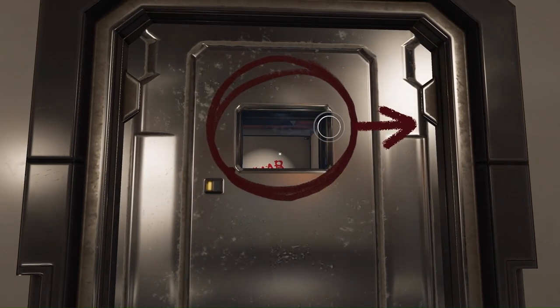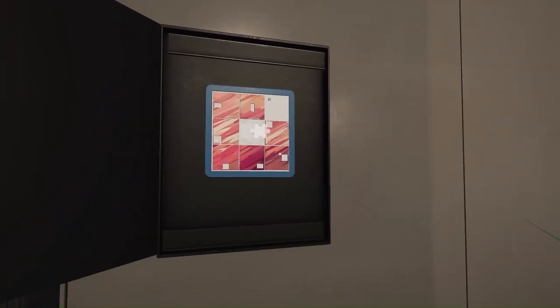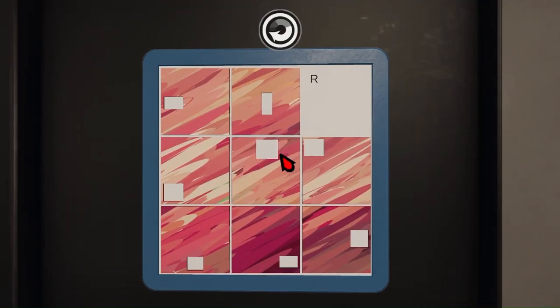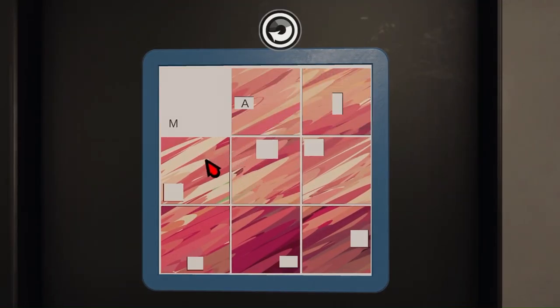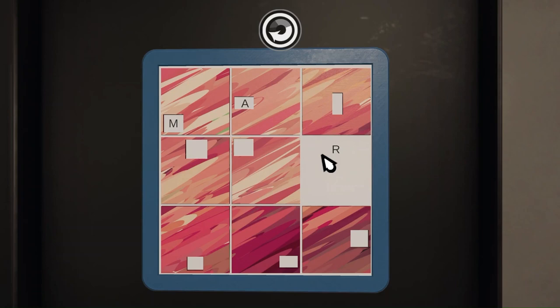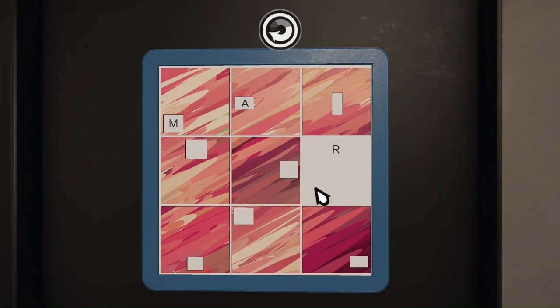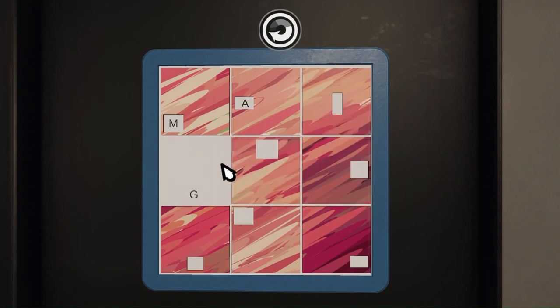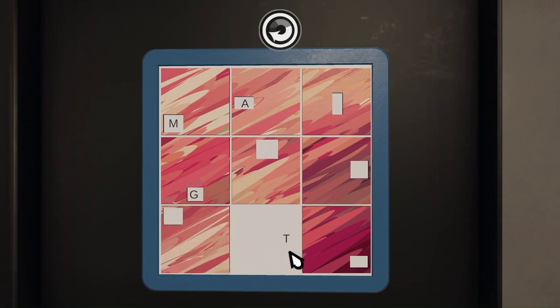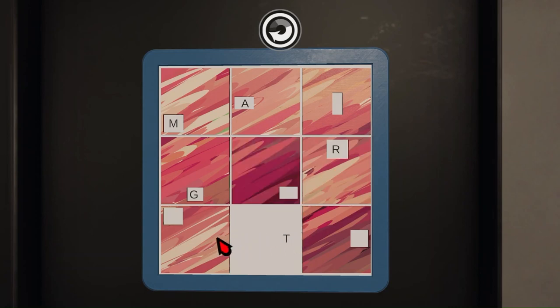Oh, so I have to spell Margaret from that way. Okay. So we need M. So that one needs to be M. That's A. And we need... That one's Margaret. That one needs to be there. That one needs to be there.